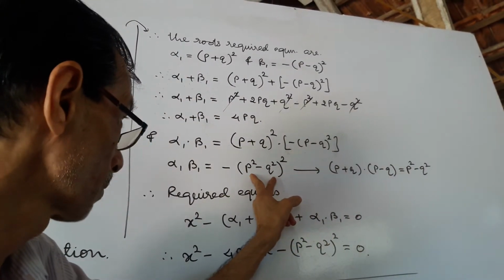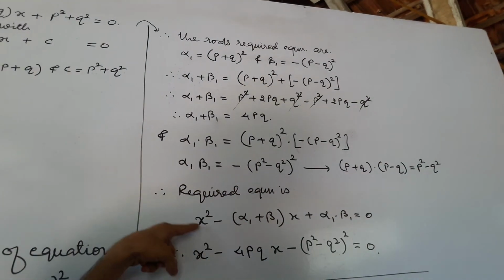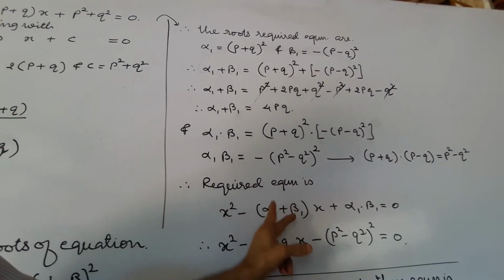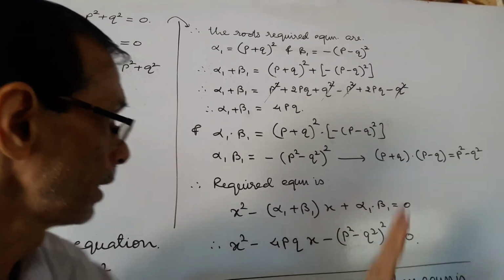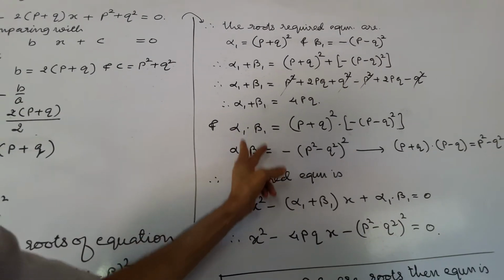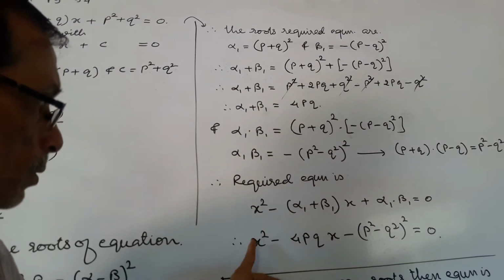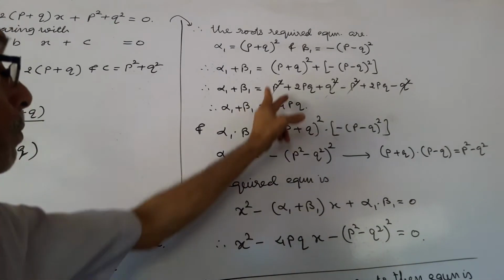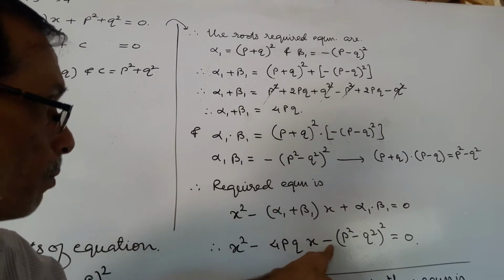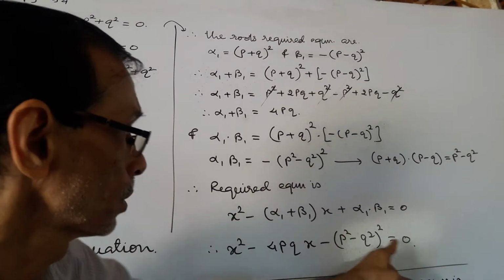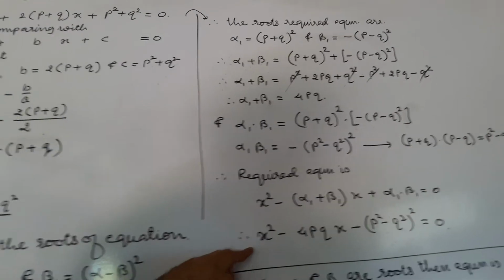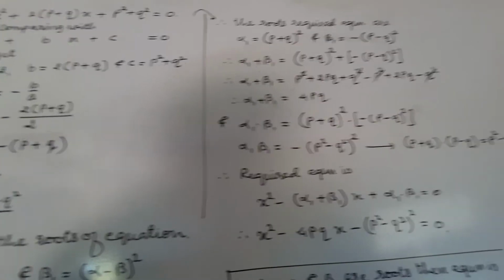So it remains here, and therefore the required equation is x square minus (alpha 1 plus beta 1) x plus alpha 1 into beta 1 equal to 0. But alpha 1 plus beta 1 is 4pq. So x square minus 4pq x minus alpha 1 into beta 1, which is this, so p square minus q square equal to 0. And this is the required equation. This is the answer of the equation.